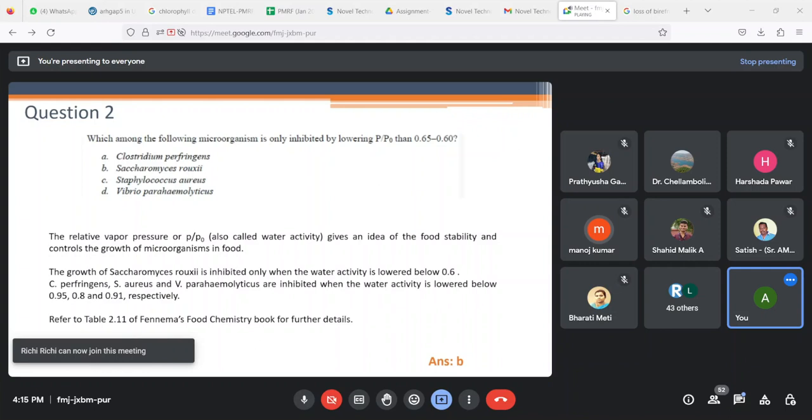Should I explain it again? So water activity is basically the amount of water that is present inside the food. This can be in the form of bound water or any water present inside the food, and it is a measure of water activity. The more water present, the higher the water activity. Is this clear?